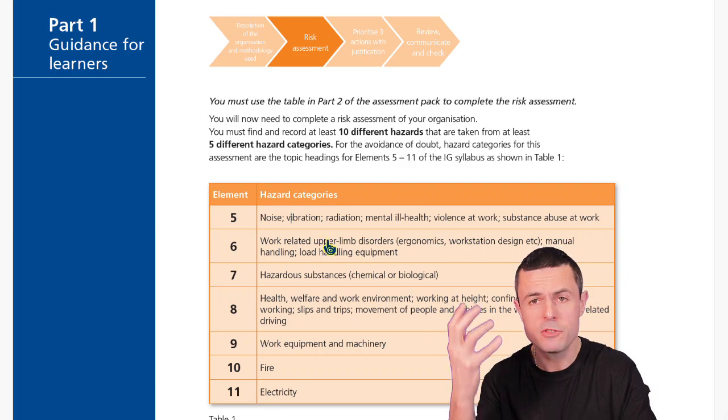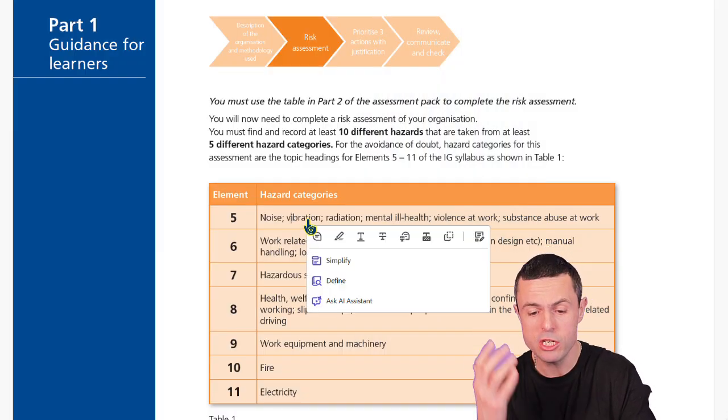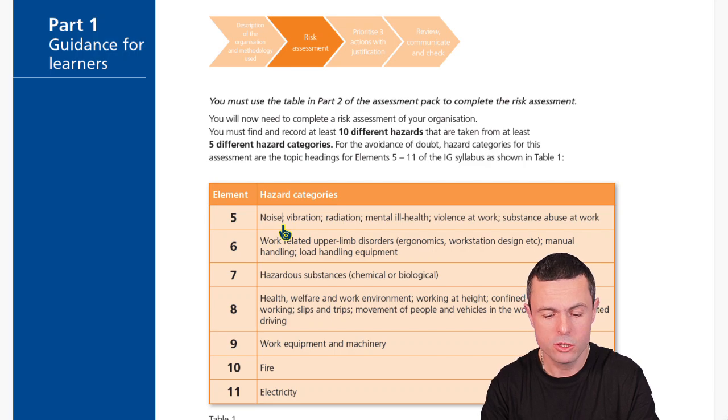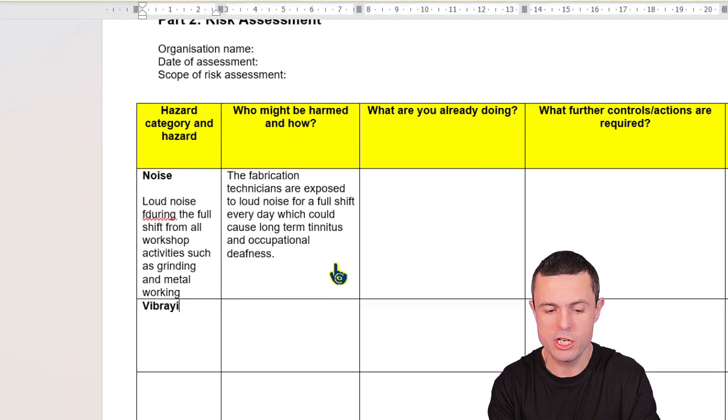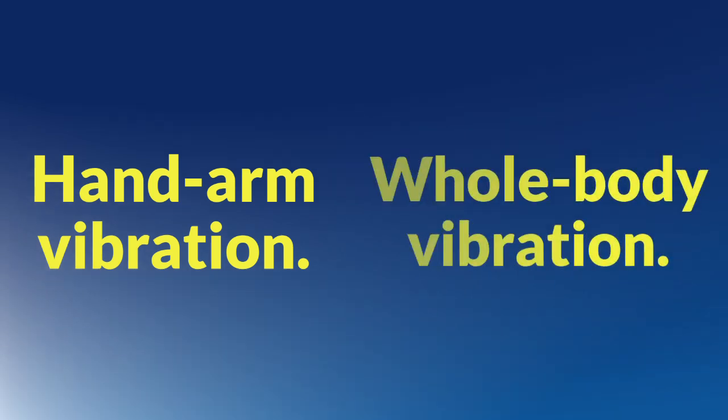Firstly, remember we have to use real hazard categories given to us by NEBOSH, and here are the hazard categories. And vibration is a hazard category. Fantastic. So we'll use that one there. So we'll type in vibration. Now, chances are, and I said this in an earlier tutorial on noise, you're probably only going to have one vibration hazard if it's for hand-arm vibration. Remember, we have hand-arm vibration and whole body vibration.